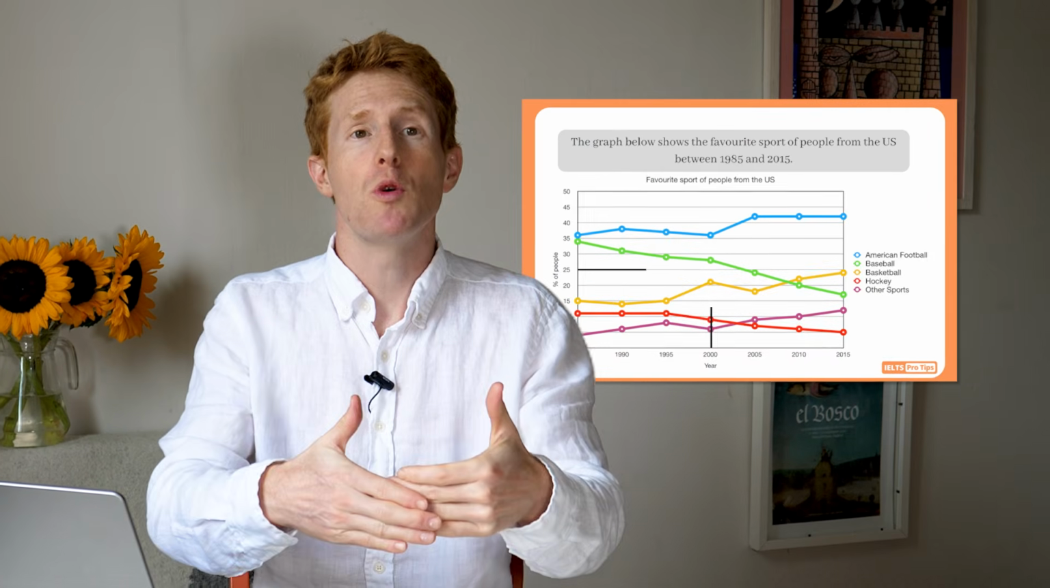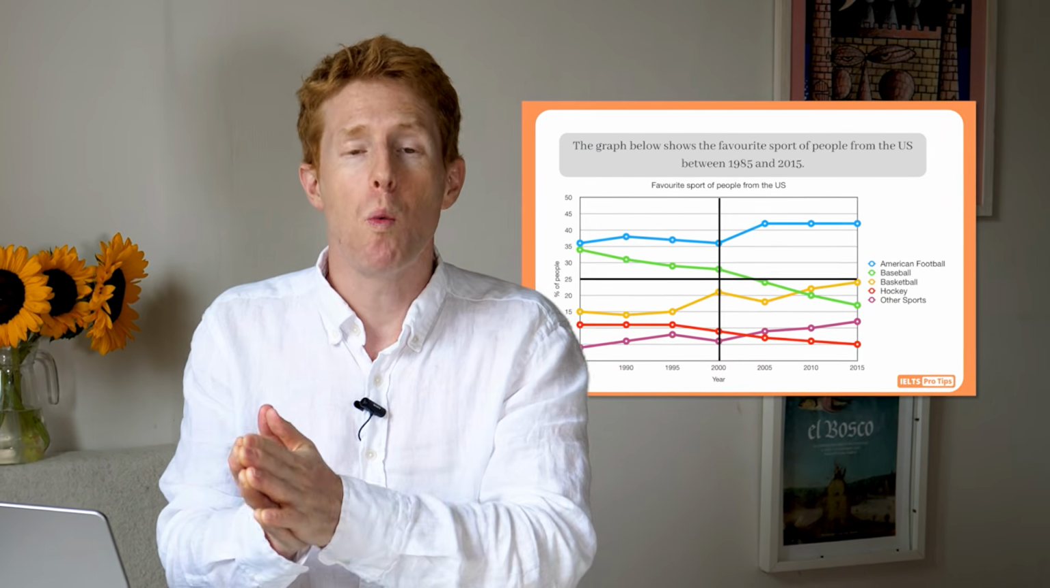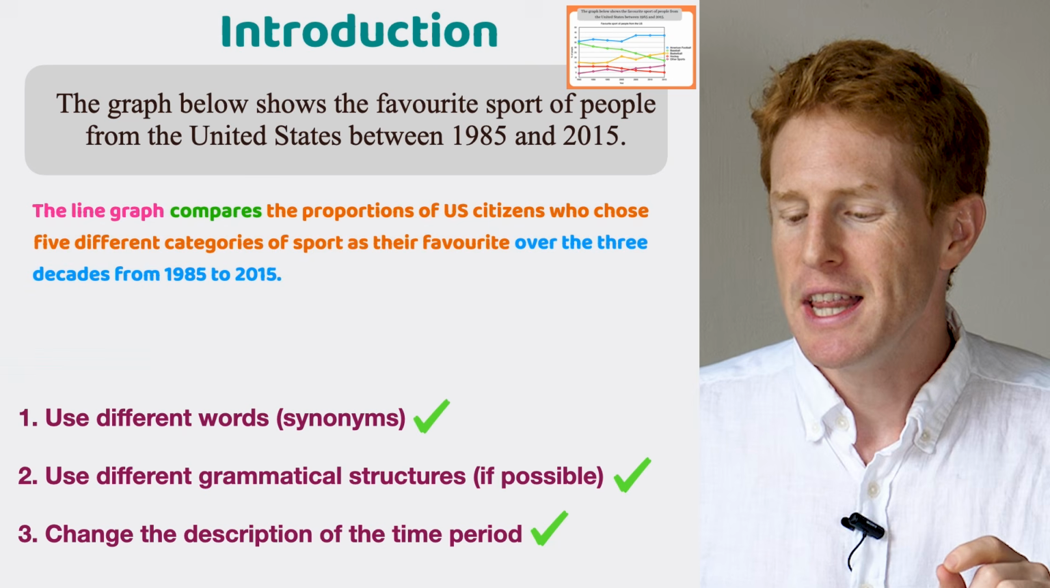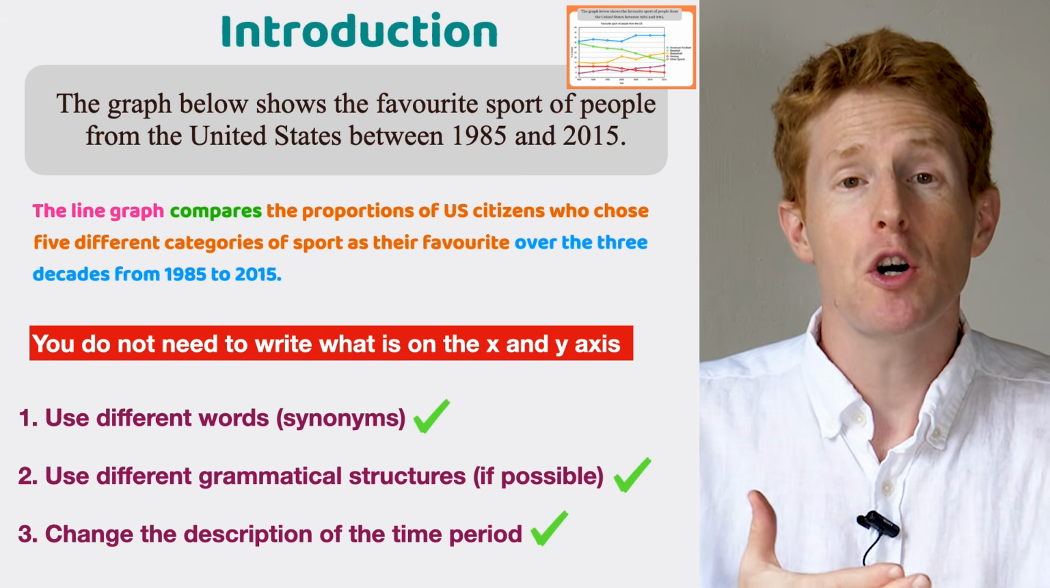Now, one thing my introduction doesn't have is I haven't written what is on the X and the Y axis of the line graph. This isn't necessary. I see a lot of people that do write that and it's fine, but it's not like this is going to help you get a higher score. If I were you, I wouldn't bother writing this and would move straight on to writing your overview and body paragraphs.